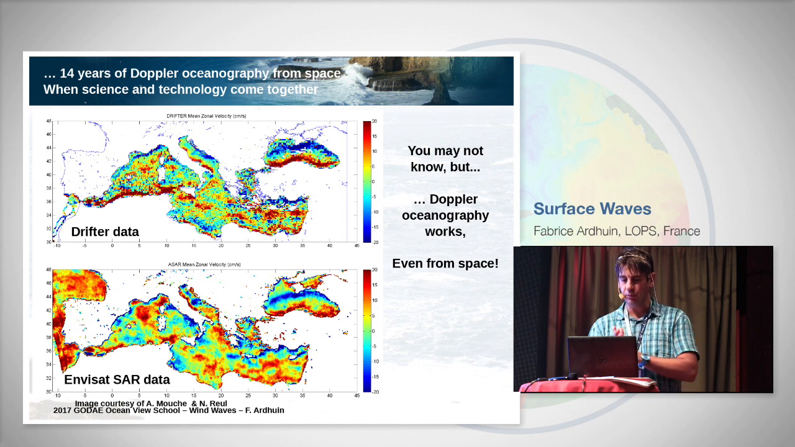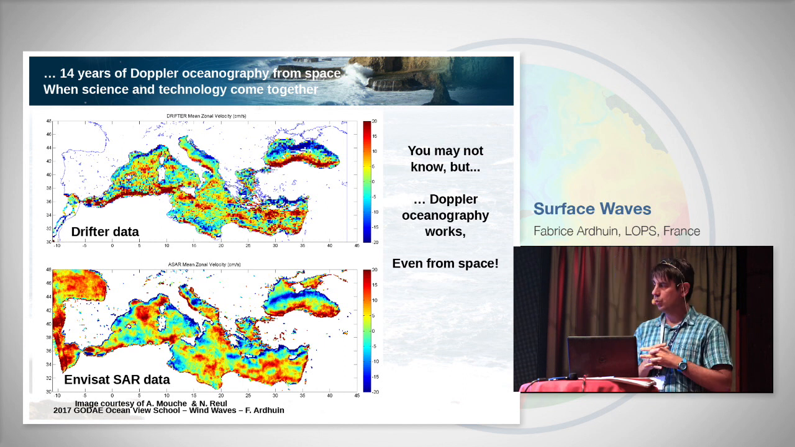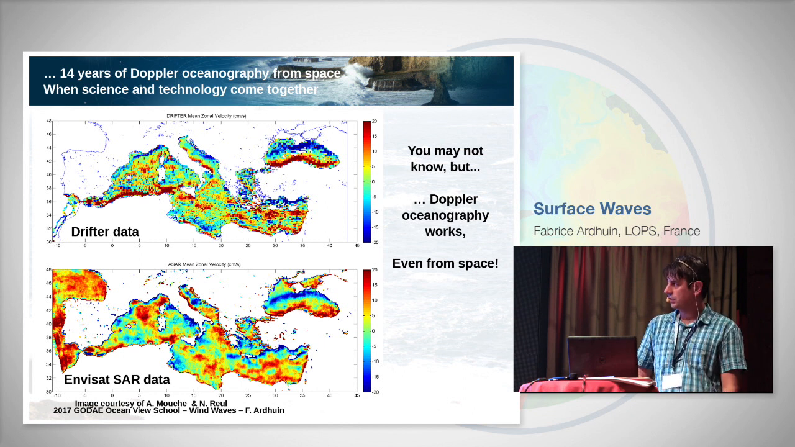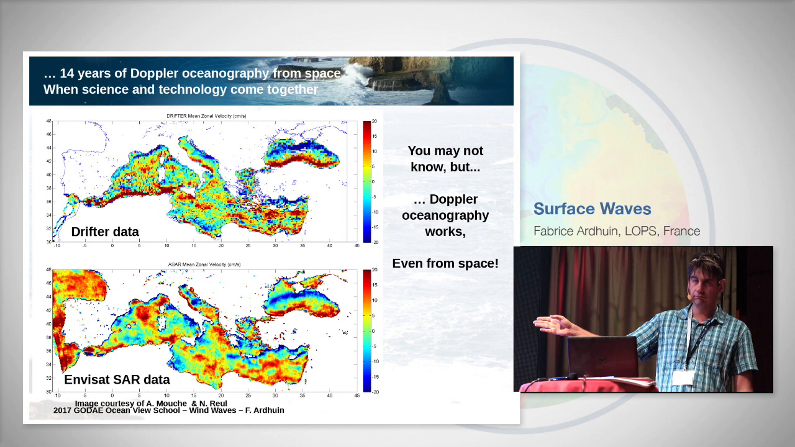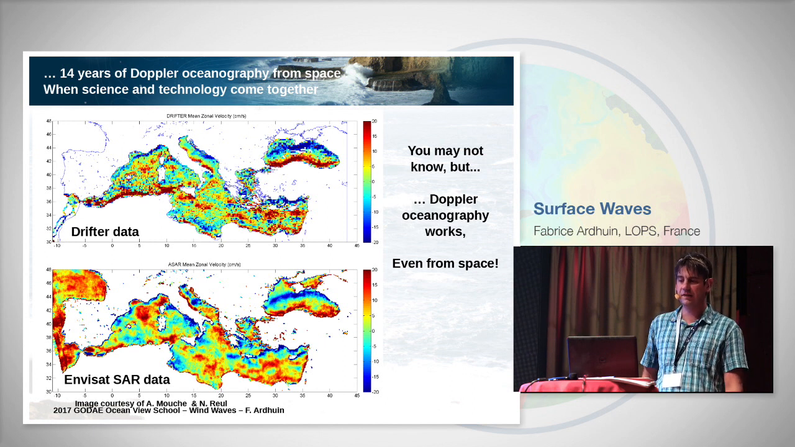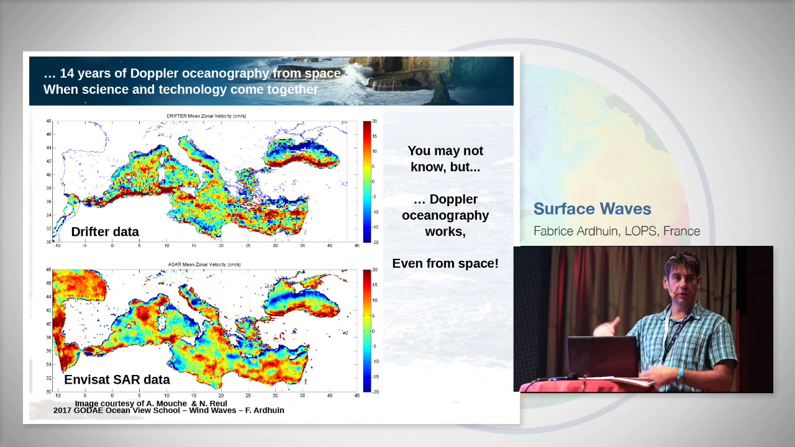So SKIM is a satellite project which is designed to measure currents and waves from space. And it's not using altimetry, it's using Doppler shift. And Doppler oceanography actually works. We've done that. This was work done 15 years ago using Envisat data. It's not been published because we moved on to something else and Envisat died.